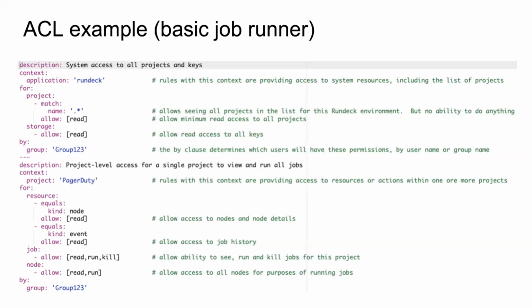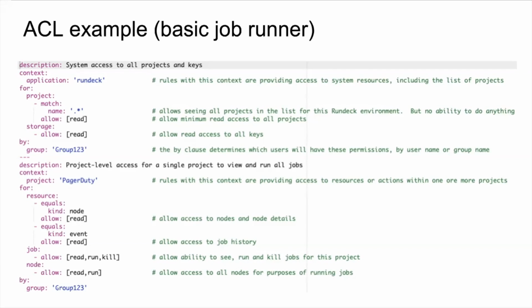So as I mentioned earlier, the top level section is the system context. These are the rules that are set outside of the project that give access to be able to see that the project exists, and in this case, to allow access to keys that you need to access the nodes. So that's that. Again, the bottom section says by group, and the group name is group 123.